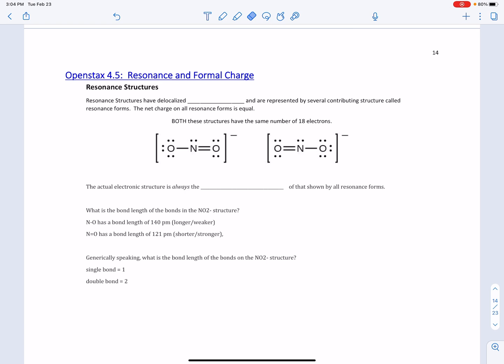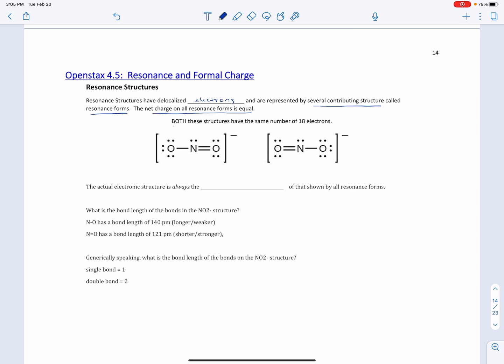So resonance structures have delocalized electrons. And they are represented by several contributing structures called resonance forms. So what this means is that there's more than one picture that we write down when something has resonance. And the net charge on all the resonance forms is equal. So if one is negative, then they all would be negative. Or if one is neutral, they would all be neutral.